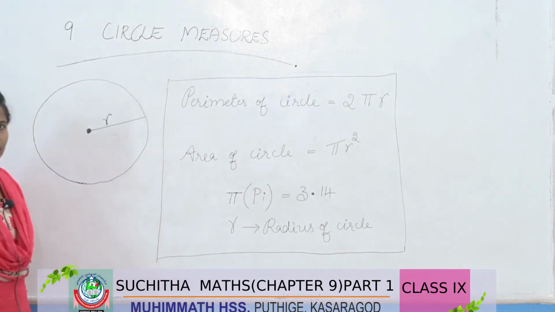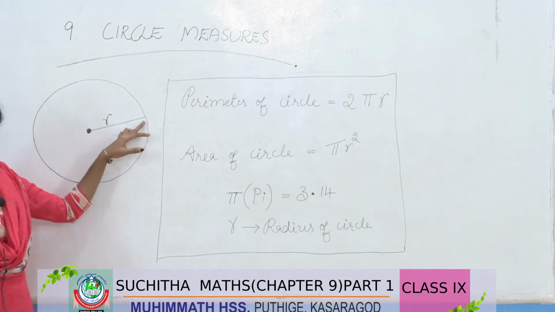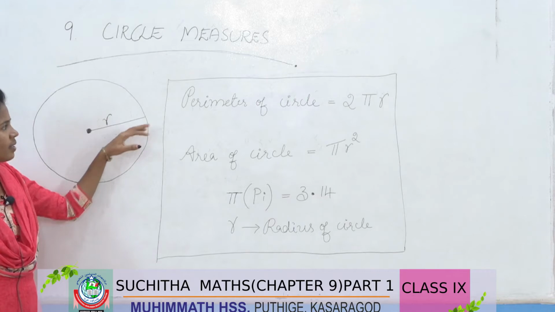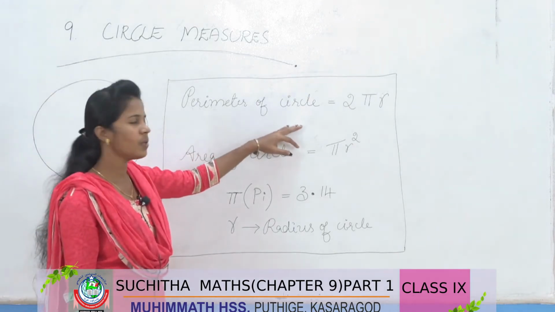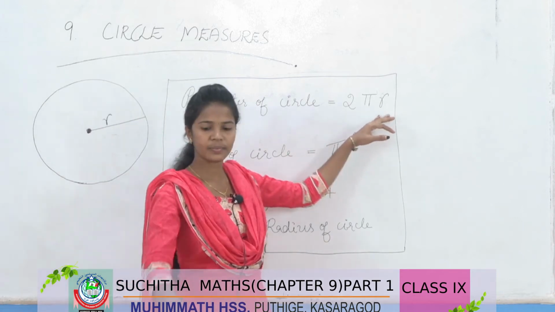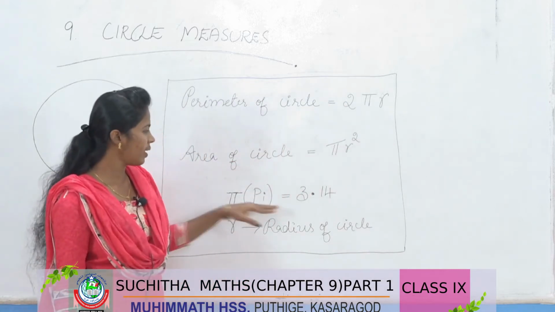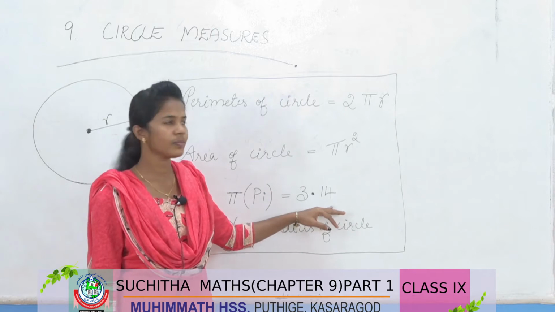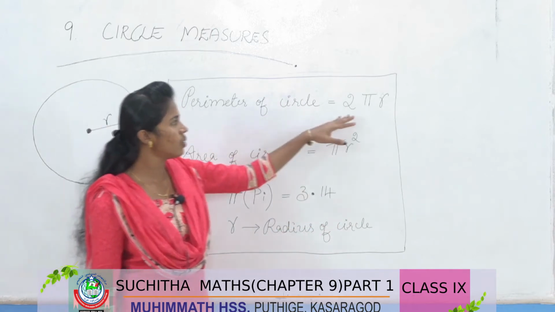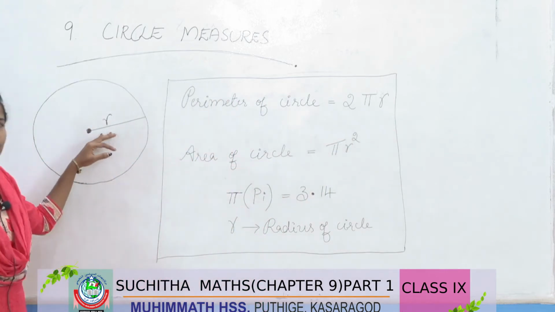Listen, here I have drawn a circle and this is the radius of the circle. Radius means the length from the center to the circle. The equation to find the perimeter of a circle is 2 into pi into r. Pi is a number and the value of pi is 3.14. So the perimeter of the circle is 2 pi r, where r is the radius of the circle.